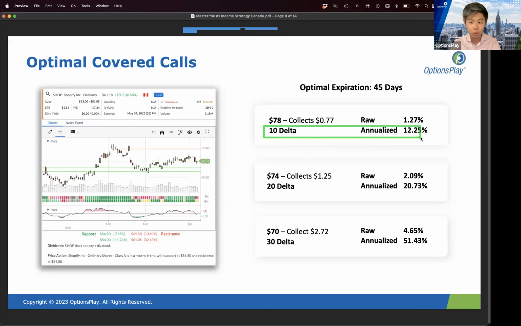If you always pick 10 delta strike prices, you are going to have roughly 9 out of 10 covered calls expire where you keep the premium, and only 1 out of 10 calls where the stock gets called away. And that's okay. When your stock gets called away, that's a good thing. That means you were right. The stock made a big move and you were able to capture the profits of that big move. You should be happy when your stock gets called away.